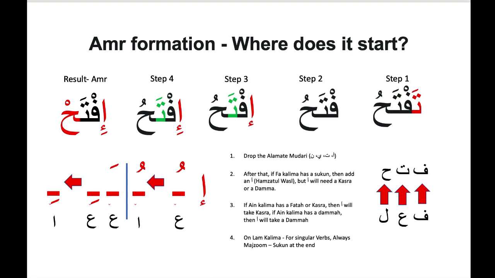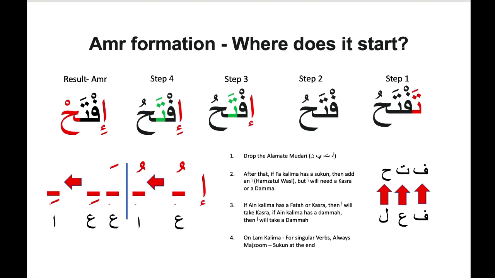But a word cannot start with a letter with sukun. So this needs to be sorted. We have to add an alif, and that is hamzatul wasl. So in step 2 we got alif hamzatul wasl. Everything else remains same in step 2. Only thing we added is brought alif to make the sentence start reading.